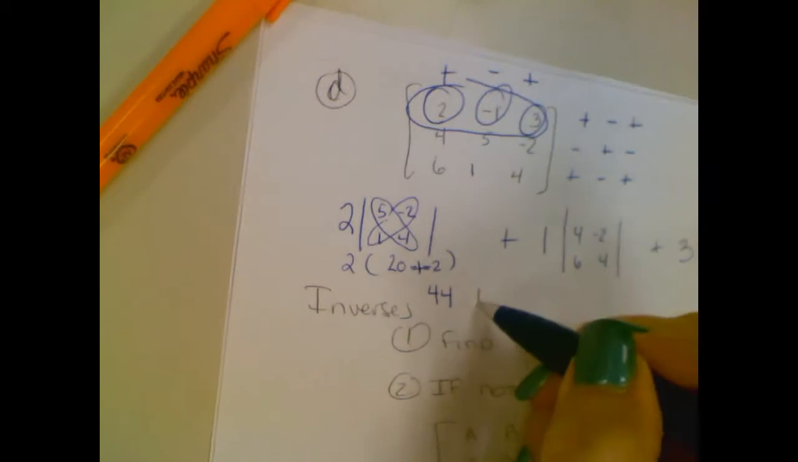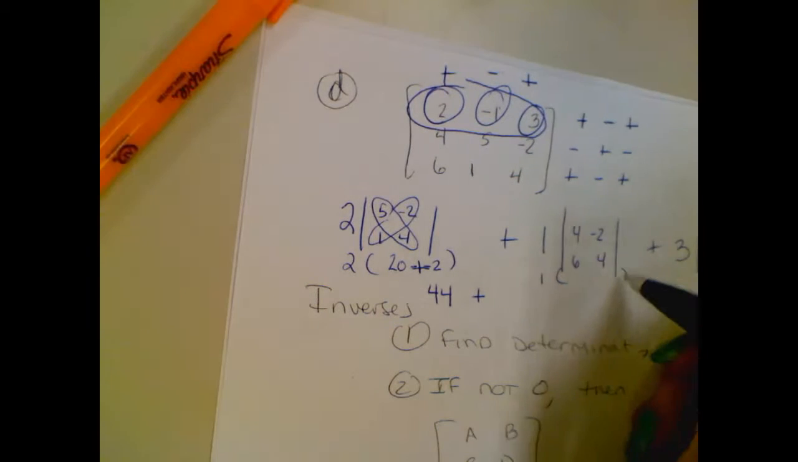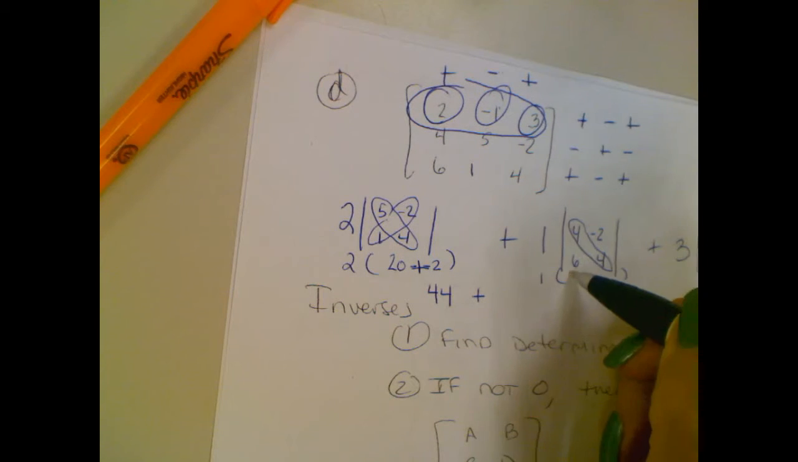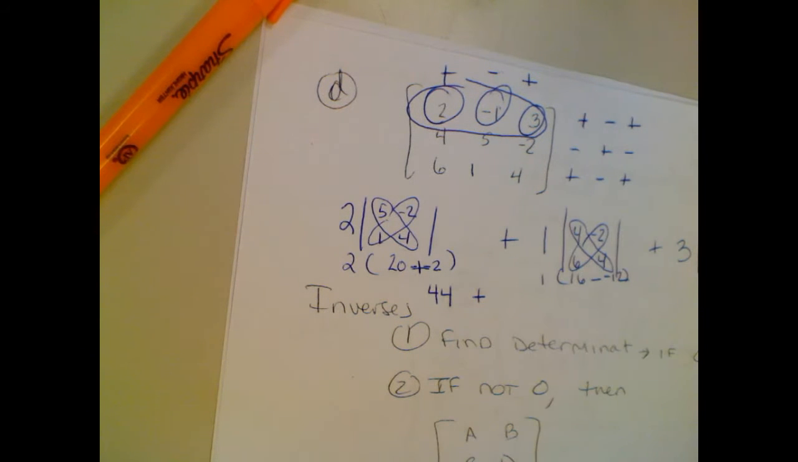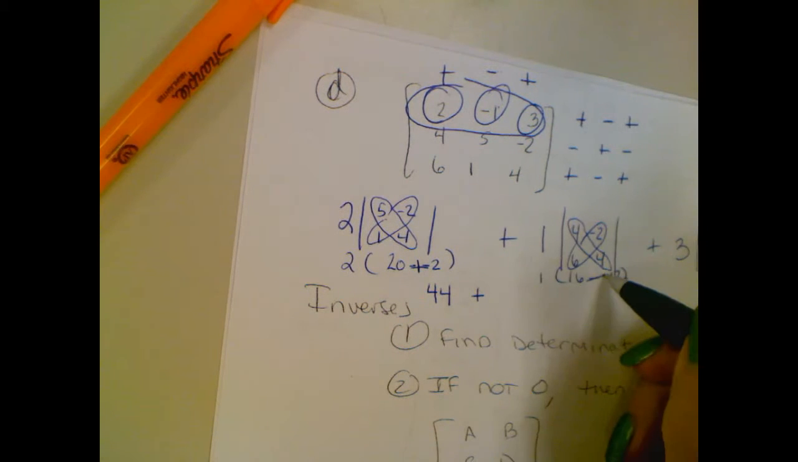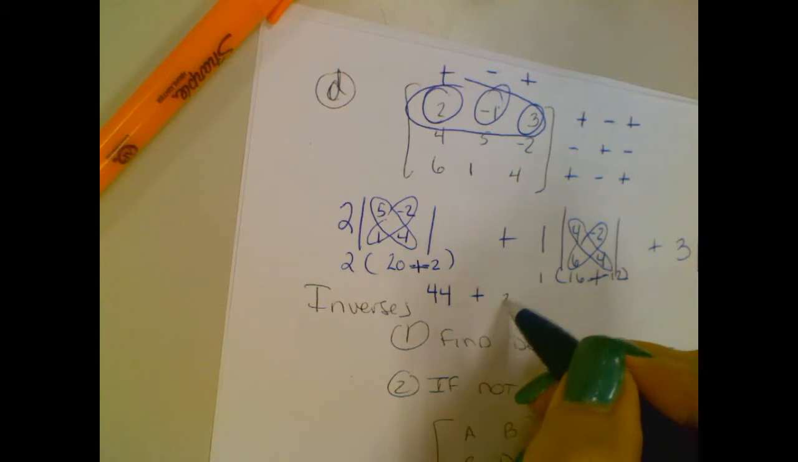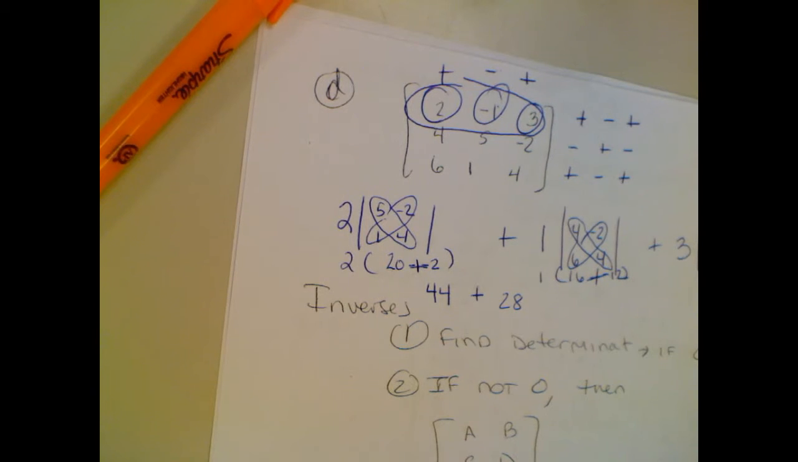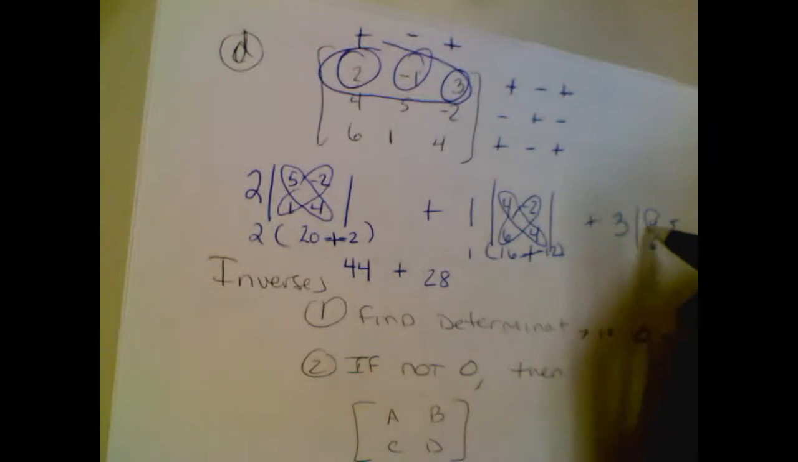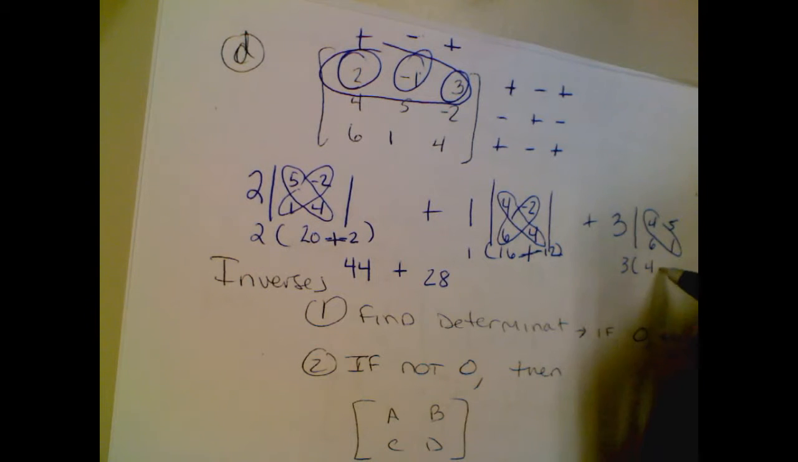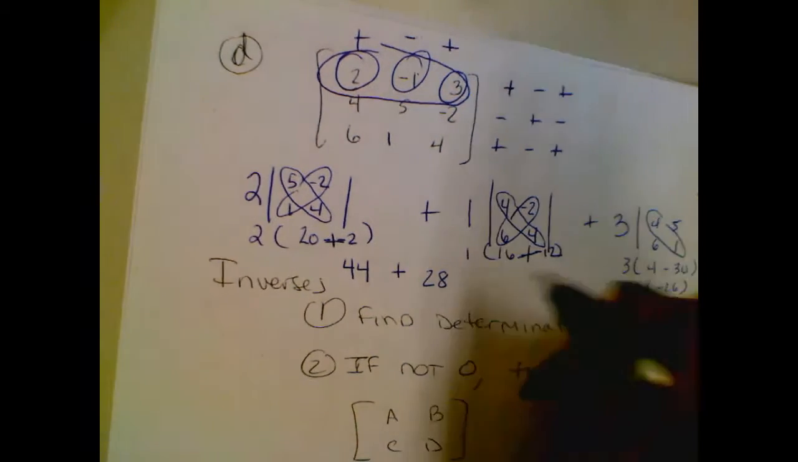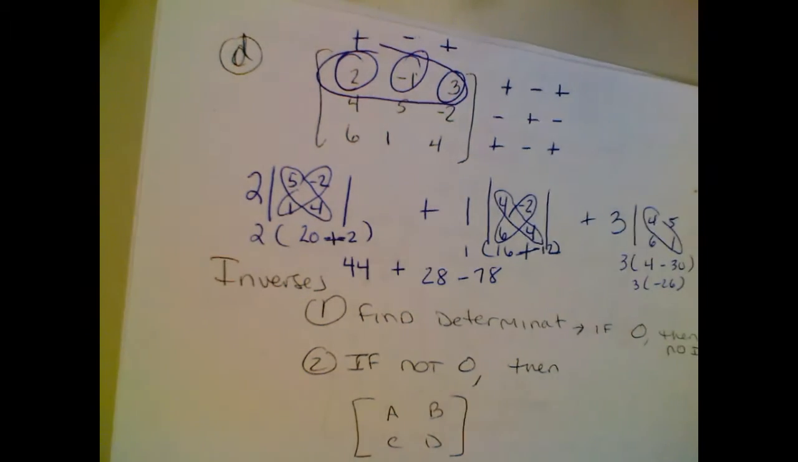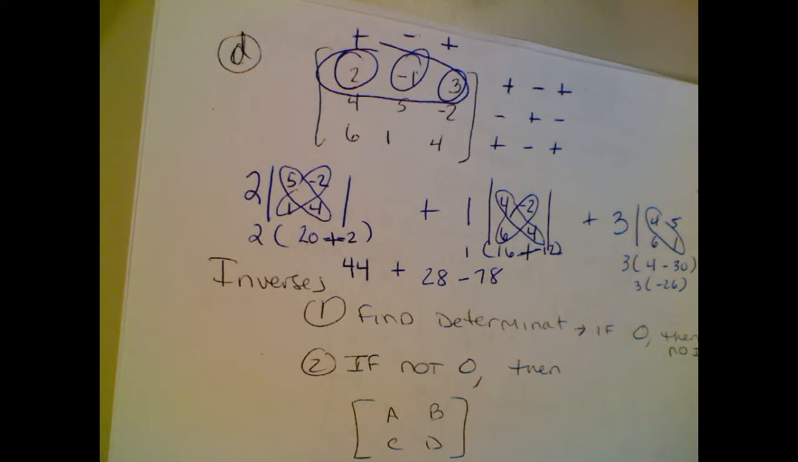You're going to add that to the next one. So the next one is cross multiply, starting with the 4s. 16 minus -12. What is that going to give you? 2 negatives make a positive, so that's going to be 28 times 1, or 28. And the last one is 3 times 4 minus 30, which is 3 times -26, or -78. Now add those 3 numbers at the bottom. And what do you get?